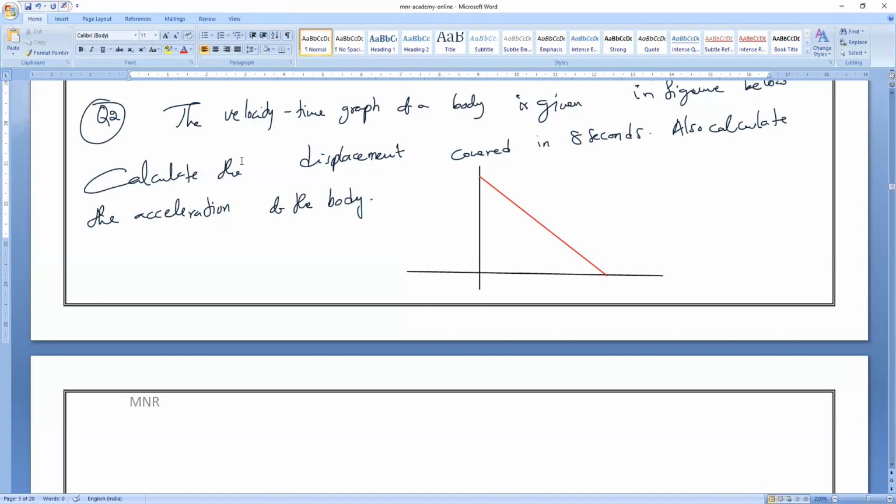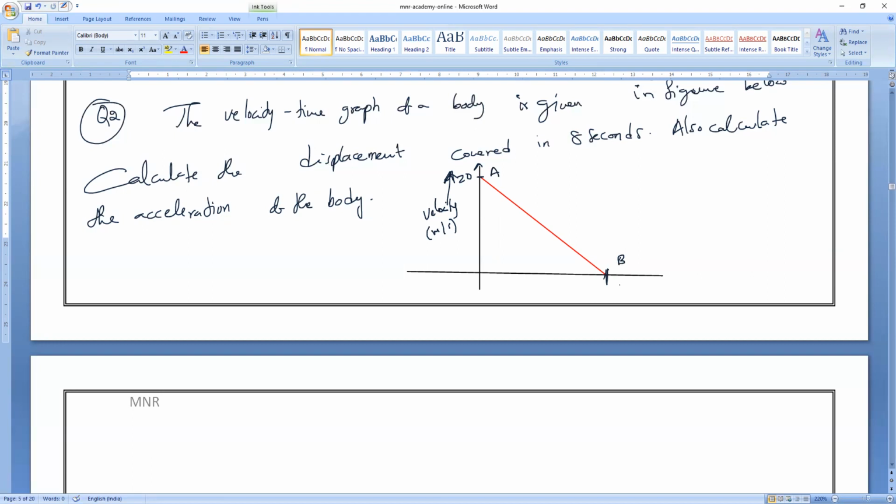So this motion, can you tell me what is this motion? Uniform deceleration, or we can say uniform retardation. Very good. This point is 20, keep it in mind. On the y-axis, what will be there? Velocity, in meters per second. And here is time, at point A and point B.